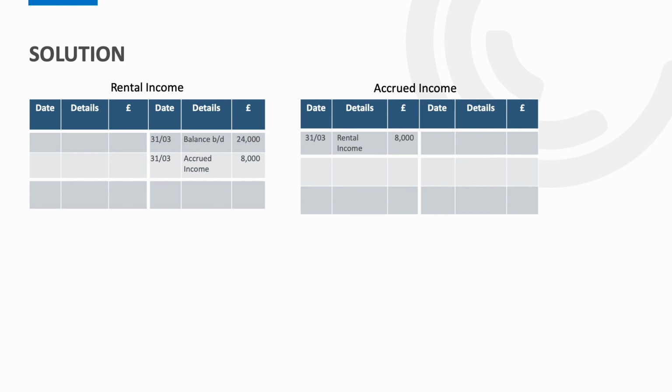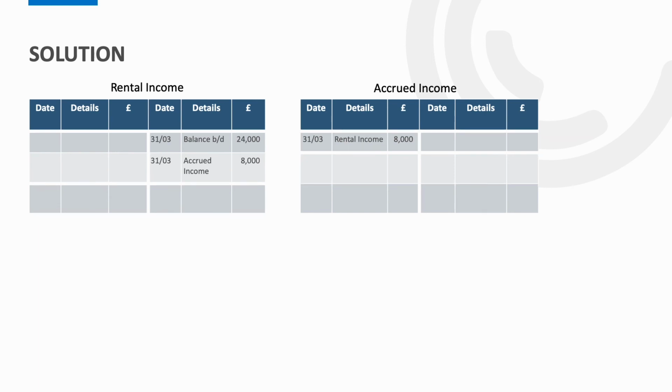Now the next step will be again to close off the accounts at year end. To do this, we will transfer the balance on the rental income account to the profit or loss. So the £24,000 plus the accrual of £8,000 equals £32,000. We then balance off the accrued income account by showing the balance carried down, which will then be brought down in the new financial year.